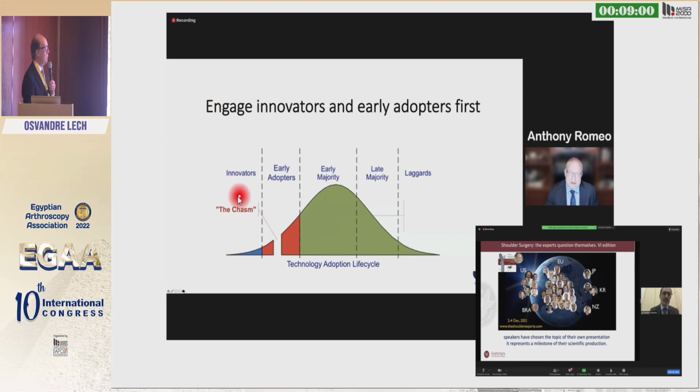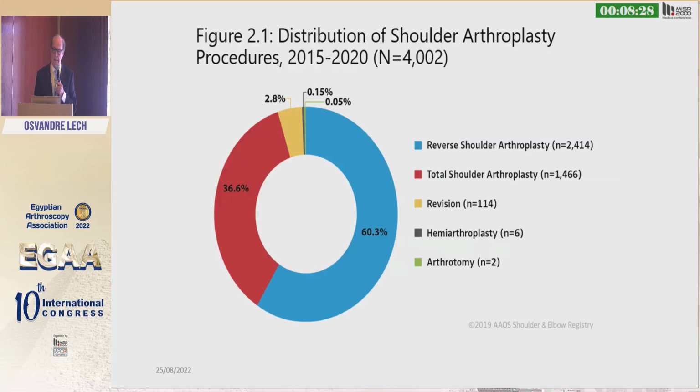We have the innovators here, the very first ones. Nobody pays much attention here. Early adopters, well, let's do it. Then come most of us, the early majority. Later on, the late majority. And then come the ones that will never believe in what is going on and are always 10, 15 years back in time. So, this is something that happens with the indications here.